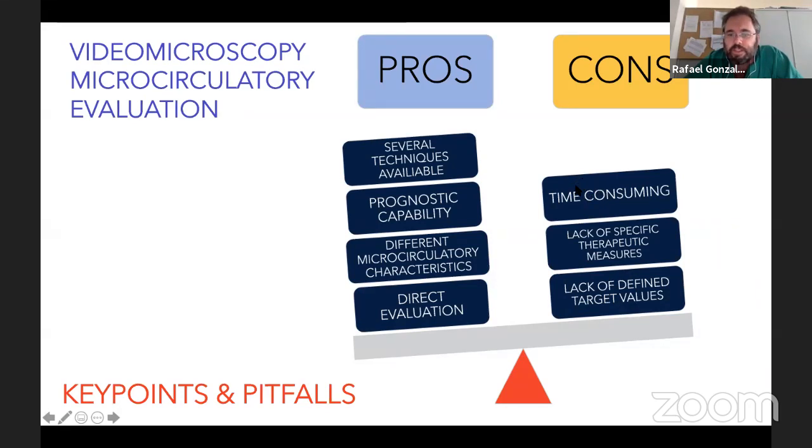Microcirculatory evaluation is time consuming. Most existing software still relies on the operator and takes some time to evaluate each single video. There is a lack of specific therapeutic measures directed to correct microcirculatory disturbances, and there is also a lack of defined target values for the microcirculatory parameters.